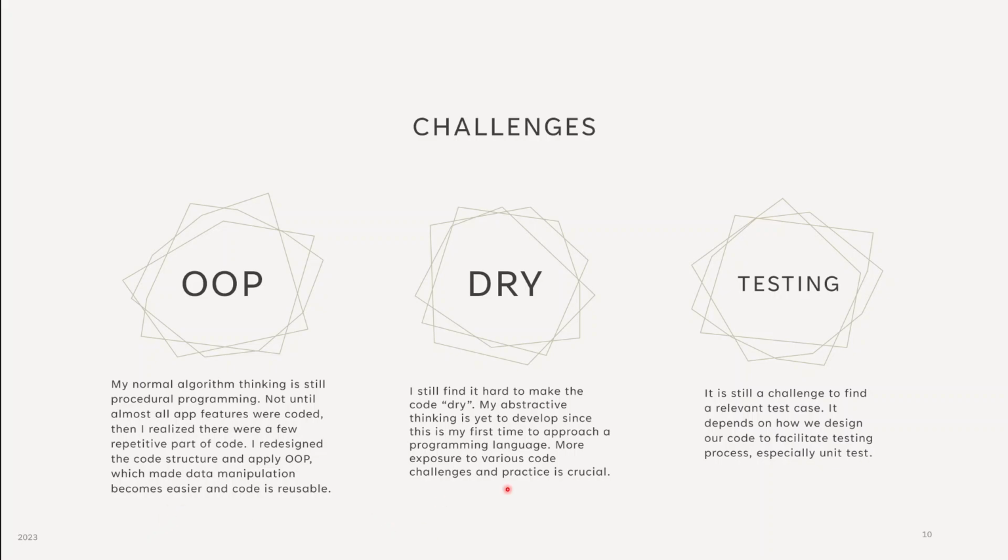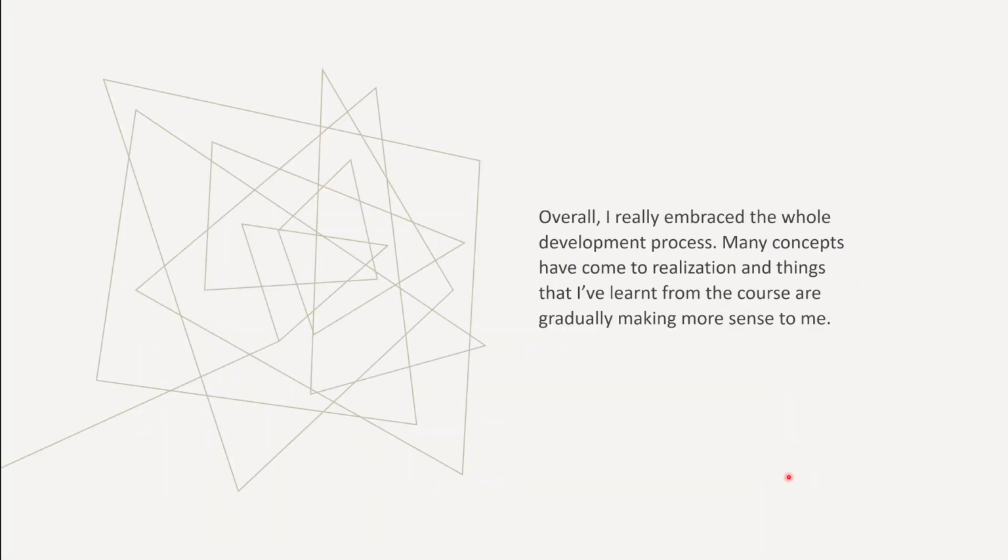Secondly, I still find it hard to make the code as DRY as I wanted. My abstractive thinking is yet to develop since this is my first time approaching a programming language. I think more exposure to various code challenges and practice is crucial to improve this. And finally, testing. I find it is still a challenge to find relevant test cases. I guess it depends on how we design our code to facilitate the testing process, especially with unit tests.